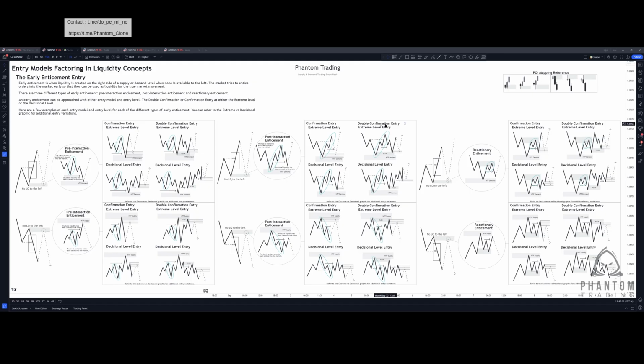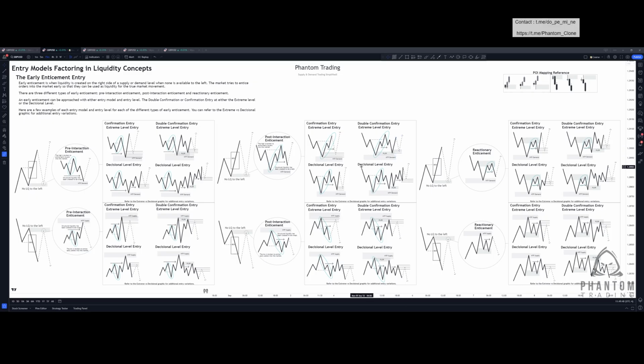Now we have the double confirmation entry, trading at the extreme. So we have our early enticement that forms. We have structural liquidity. As we can see, when price creates this structural liquidity, we create a first level of respect at the extreme. Price then creates a reaction off of that first level of respect, causing the last point of supply to fail, which creates our tradable zone. And we would look to trade long when price enters that level of demand.